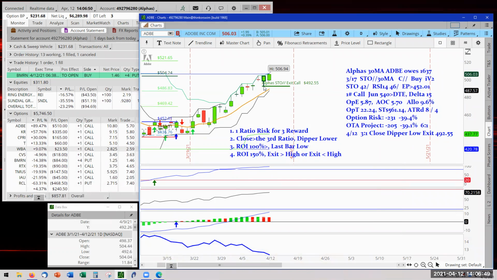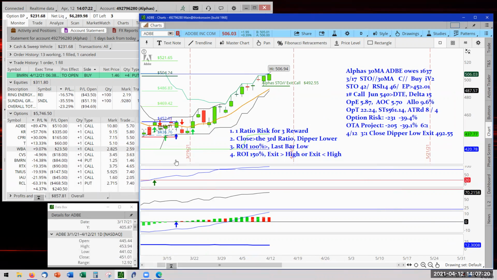The lower low comes in at 492.60, and I shave off just a nickel. Some schools' buffer is 10% of the ATR, some schools use 1 penny, and some use no buffer at all, right on the line. I'm more toward rolling it to the nickels, zeros and fives. So there we are with our exit. And here it is: 4/12, third ratio close, dipper low, exit at 492.55.